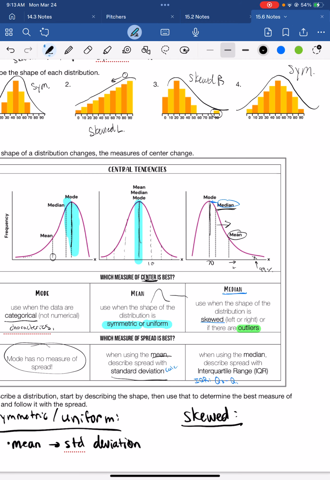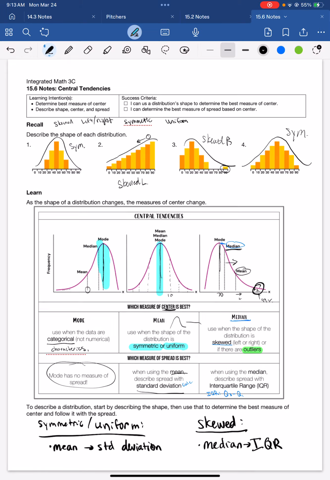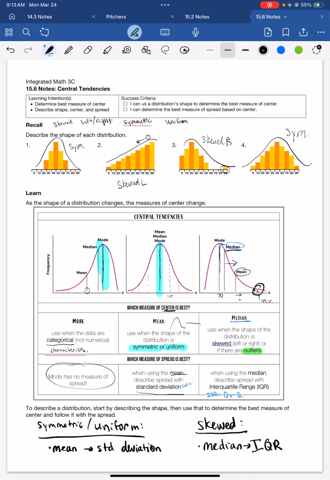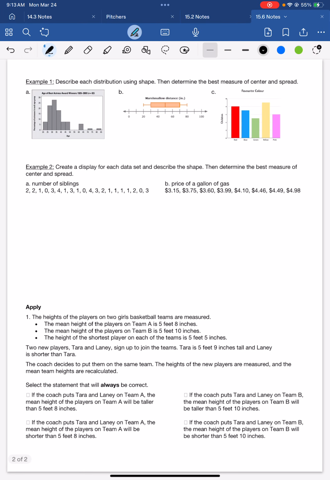And when we have any type of skewed data, whether skewed left or right, it doesn't matter, you're going to use the median and IQR, to again avoid having those outliers, those bigger numbers or smaller numbers, change your data too heavily. All right, let's take a look at this next page.